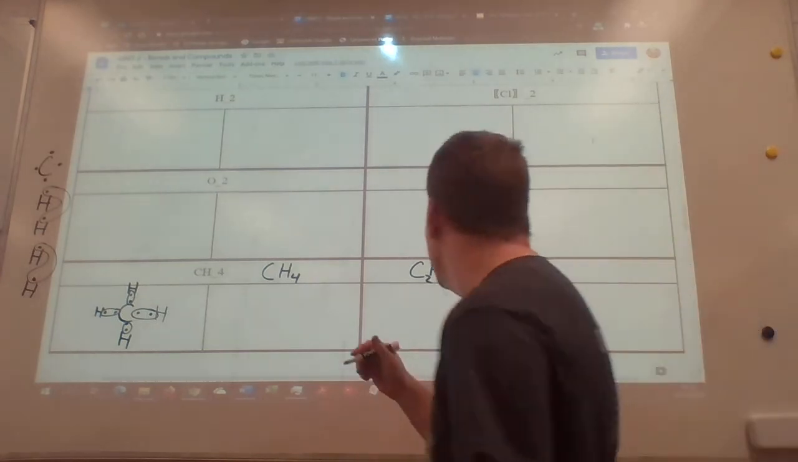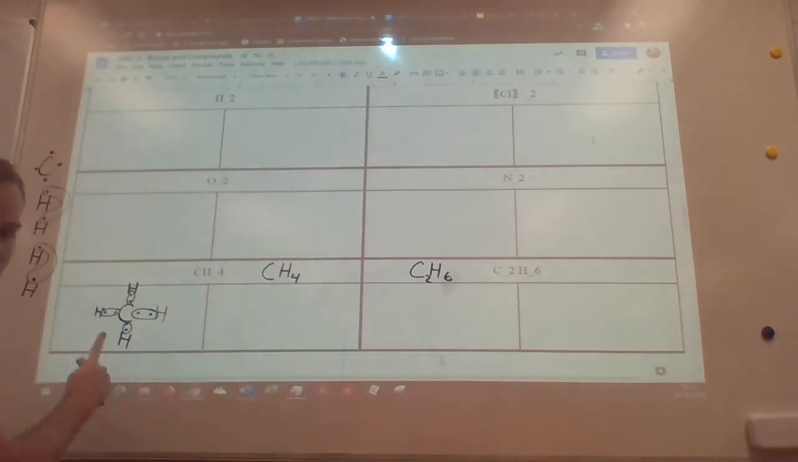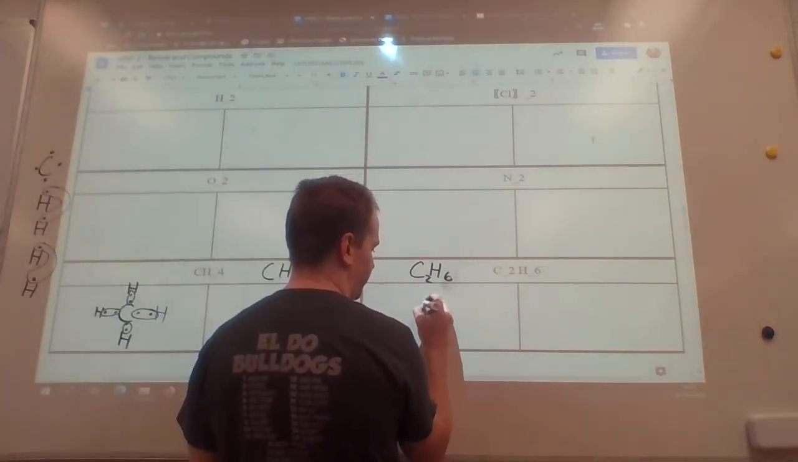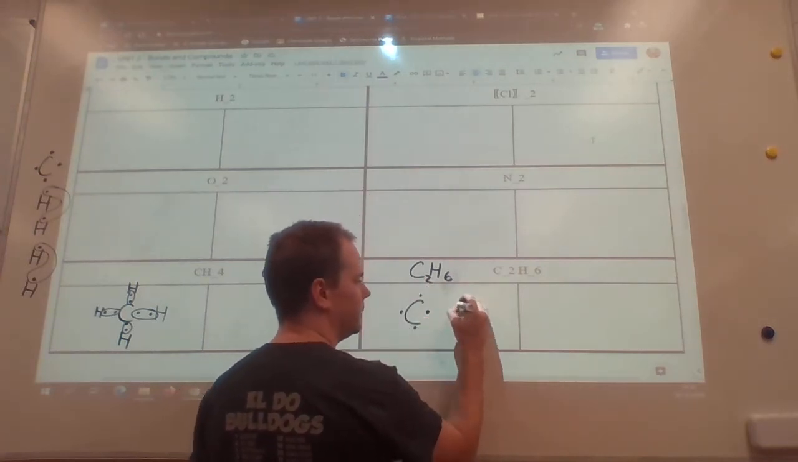All right. So I said first, carbons are going to go in the middle, just like they did here. So we have 2 carbons, each one with 4 electrons.